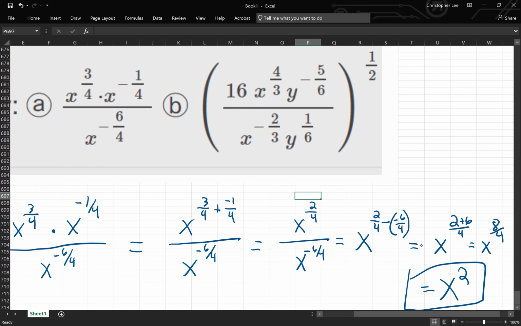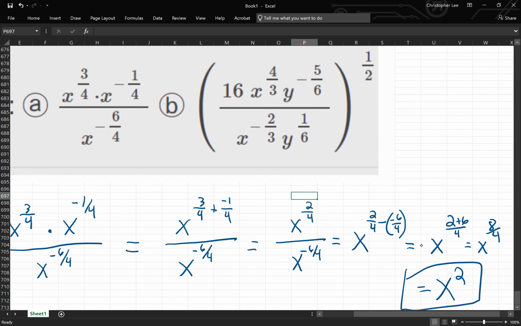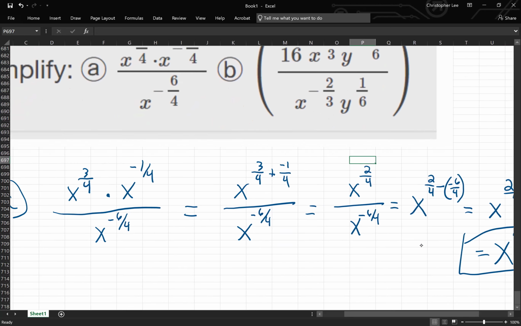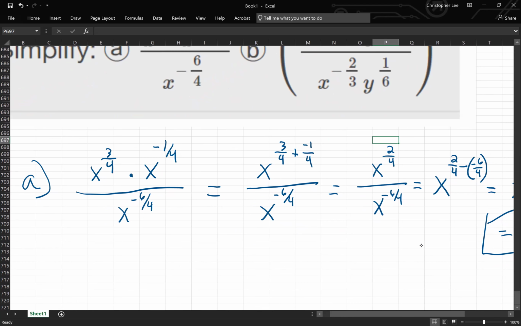Just do the top then the bottom, right? B is even easier than A, right? A was a little funny, but B is even easier than that. All right, give me a second to copy this though.